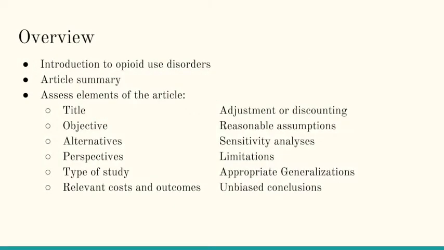Before we jump into the analysis portion, this is an overview of the topics we'll be covering today. First, we'll provide an introduction to opioid use disorders, what it is and why it's important. Next, we'll provide a brief summary of the article, including its aims, methods, results, and conclusions. Lastly, we'll analyze each of the elements listed on the slide for the article. As I'm sure you know, these are all the elements we read about in Chapter 3 of our course textbook, where we learn how to critique research articles and assess for bias.